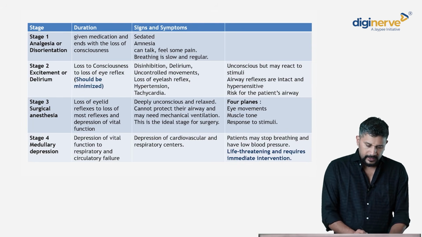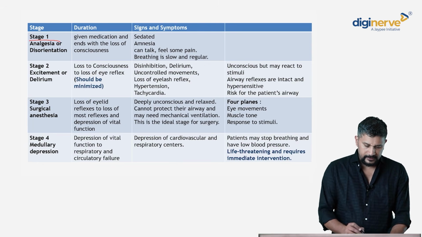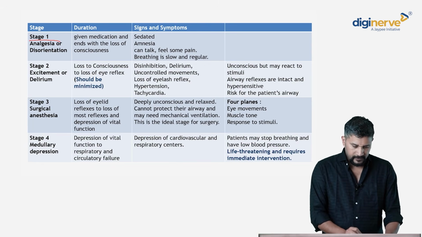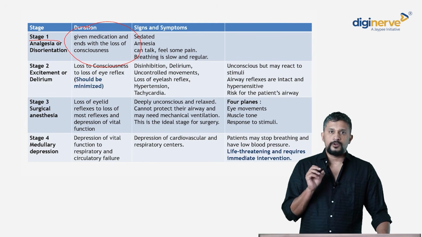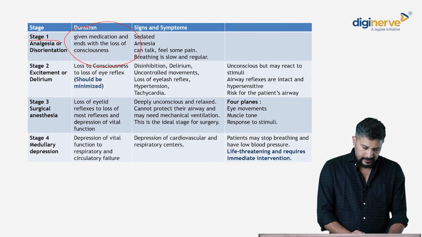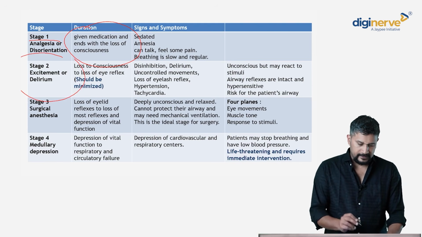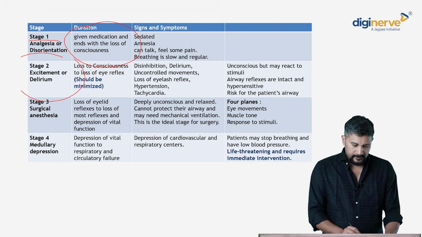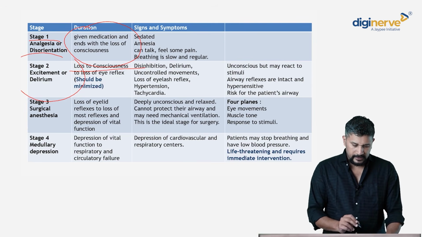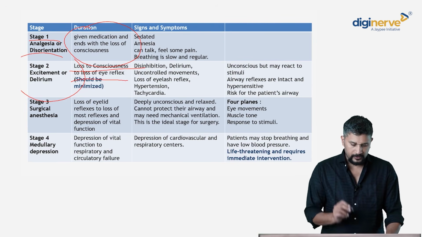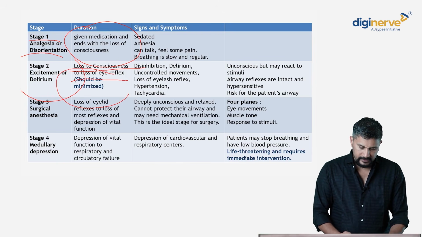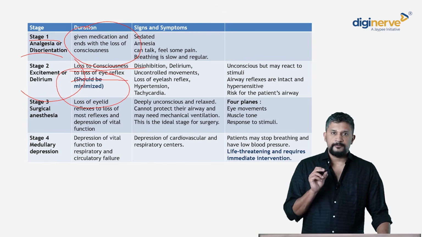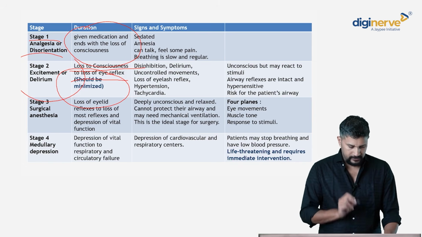So again, looking at the stages, the first stage is a stage of analgesia. From the time you give your medication to the time you have a loss of consciousness. The second stage is where you have your stage of excitement or delirium, which begins from the loss of consciousness and ends with the loss of your eyelash reflex. And again, like we saw, this is the stage that you're trying to minimize by having faster acting anesthetic agents.